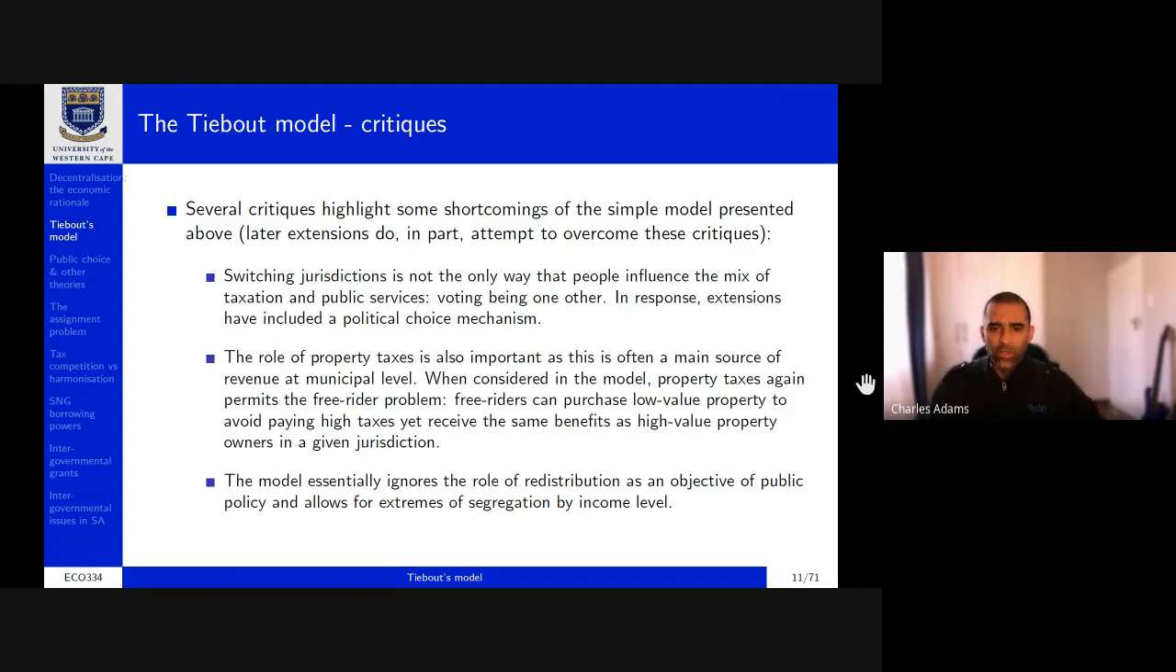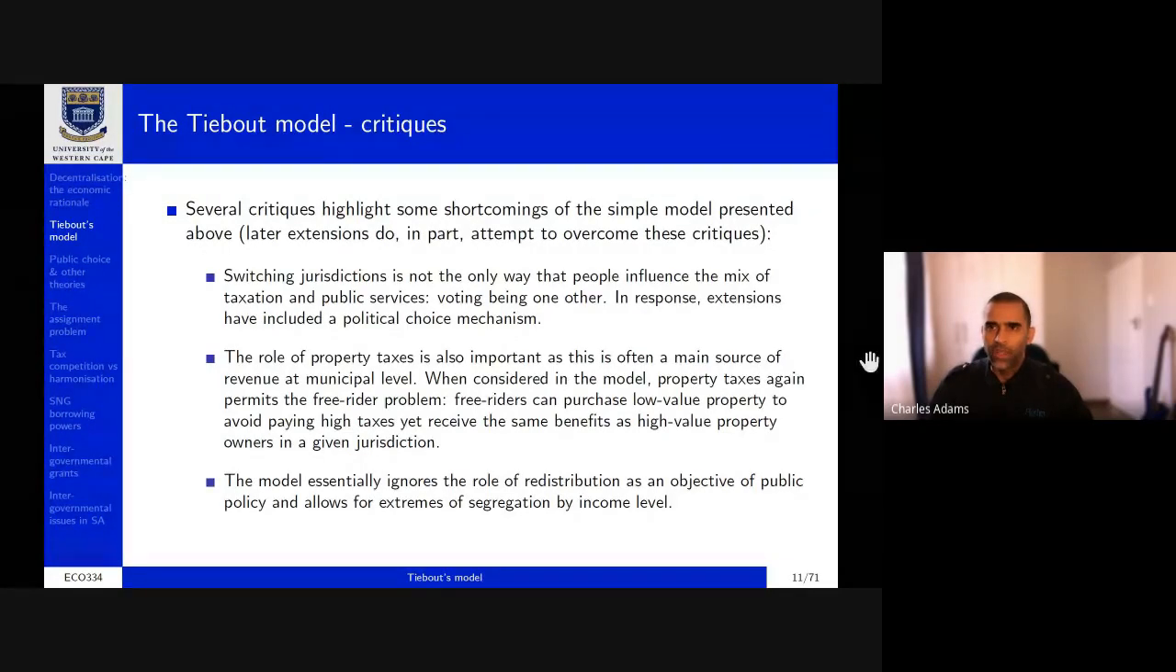Okay, so when considering the model, if you exclude this idea of property taxes being one outcome of differences in value across jurisdictions, then you do introduce the potential for free riding, right? Which, as we know from previous discussions, results in allocatively inefficient outcomes. So if value does not reflect in property prices, free riders can purchase low value property to avoid paying high taxes, yet receive the same benefit as high value property. So that's another critique.